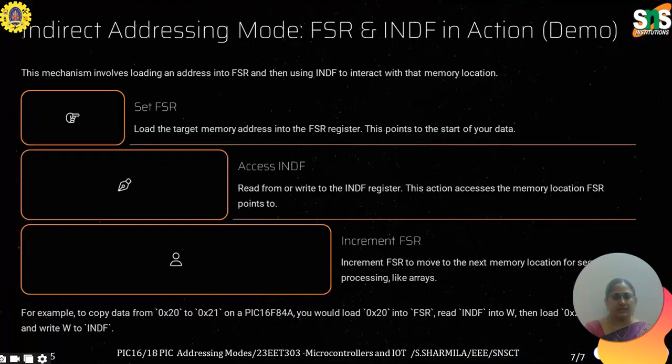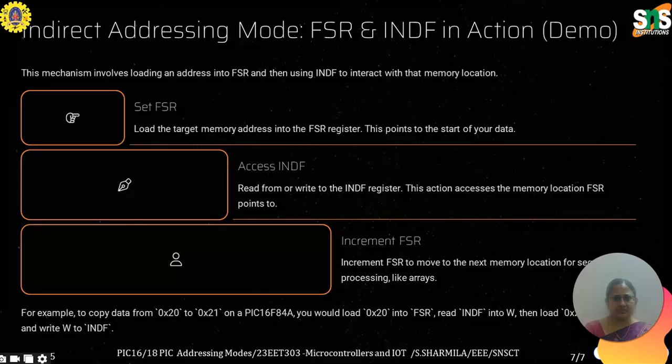The indirect addressing mode, FSR and INDF in action: set the FSR, access the INDF register, and increment the FSR. We have to increment the FSR to move to the next memory location for sequential processing, like arrays.